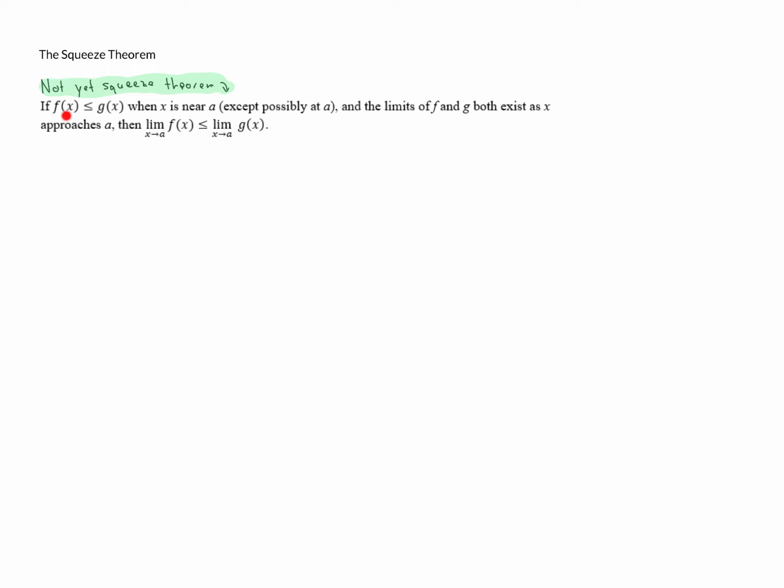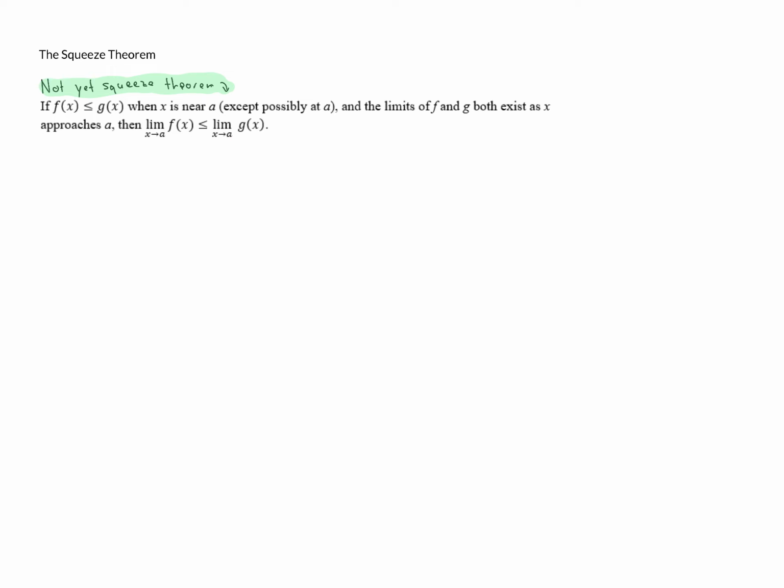If f of x is less than or equal to g of x when x is near a, except possibly at a, and the limits of f and g both exist as x approaches a, then the limit as x approaches a of f of x is going to be less than or equal to the limit as x approaches a of g of x.